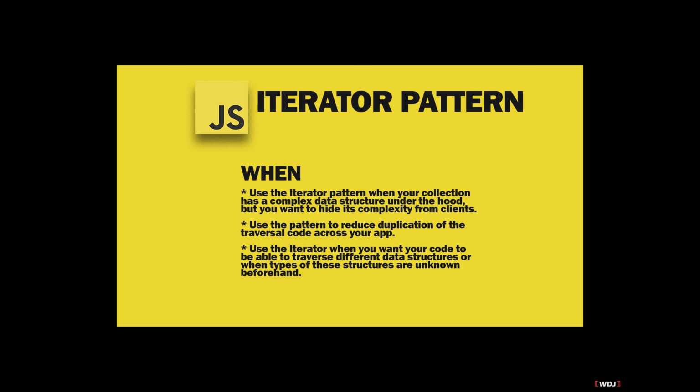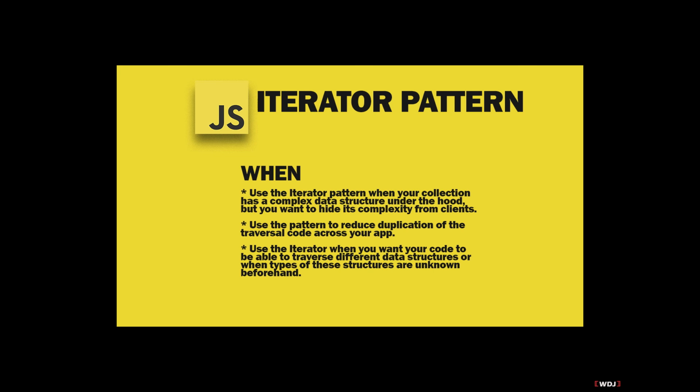Use the pattern to reduce duplication of the traversal code across your app. The code of a non-trivial iteration algorithm tends to be very bulky. So when it's placed within the business logic of an app, it may blur the responsibility of the original code and make it less maintainable. By moving the traversal code to a designated iterator, it can help you make the code of an application more lean and clean. Lean and clean, I didn't even try it. That's pretty, yeah.